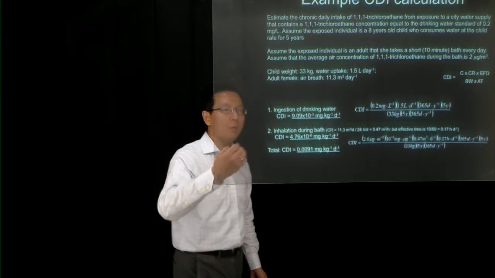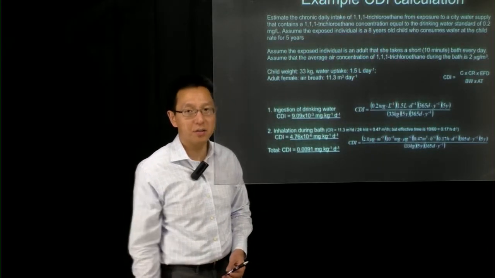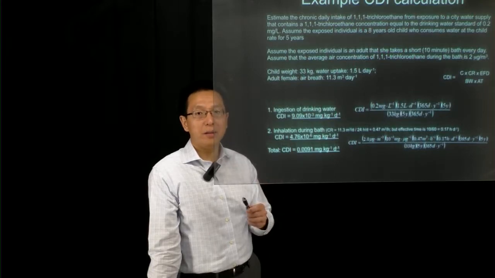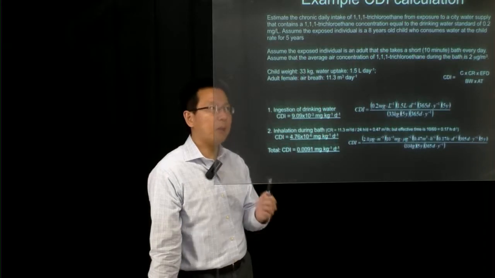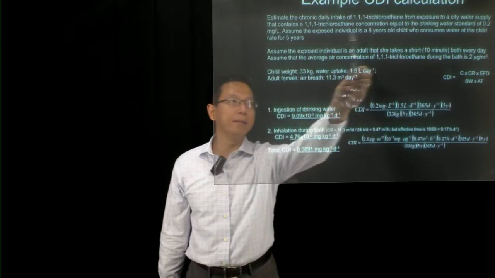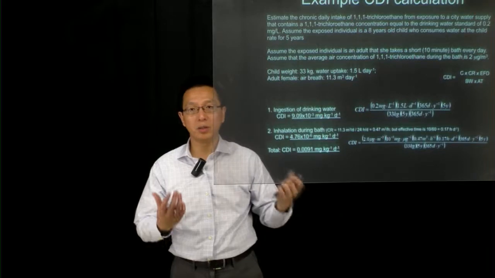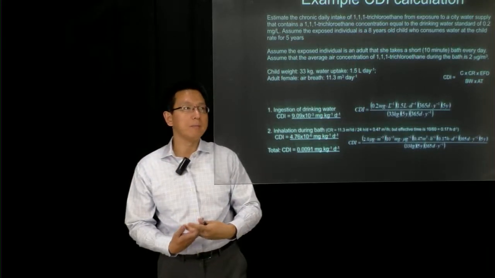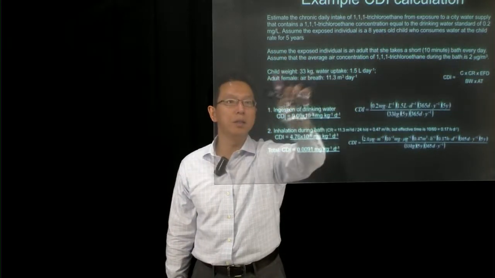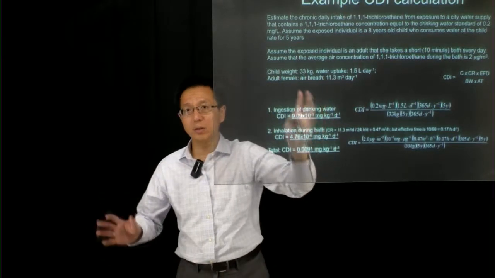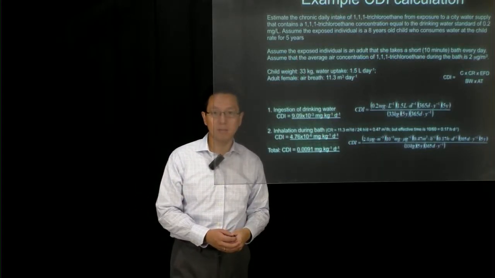So now this was trying to calculate 1,1,1 trichloroethane. It's kind of like significant concerns. So calculate chronic daily input of 1,1,1 trichloroethane from exposure to CD, which contains the concentration 0.2 micrograms per liter. That's the concentration of 1,1,1 trichloroethane in the water. And assume the individual is a 5 year old child, consuming water at child rate, and assume his weight is 33 kilograms, and drinks 1.5 liters of water per day.